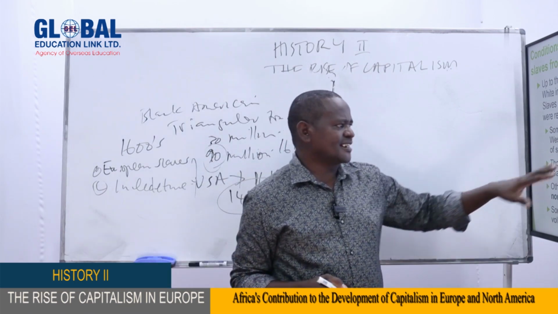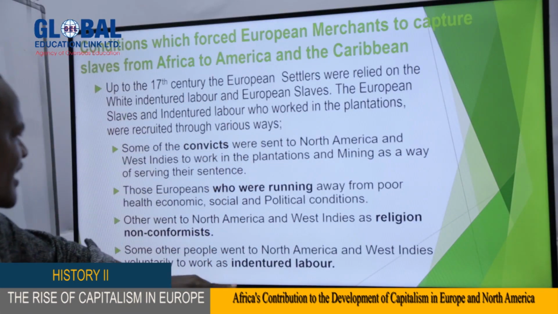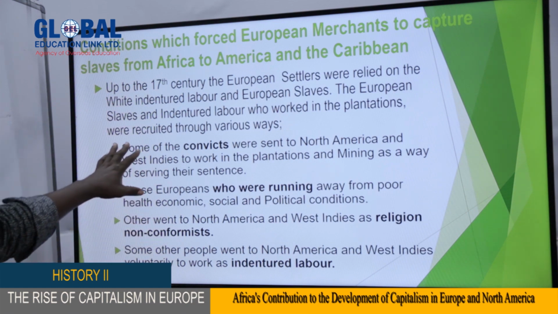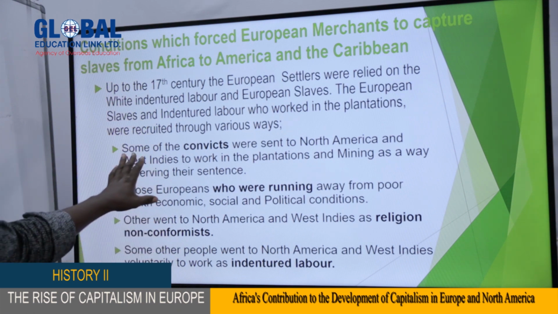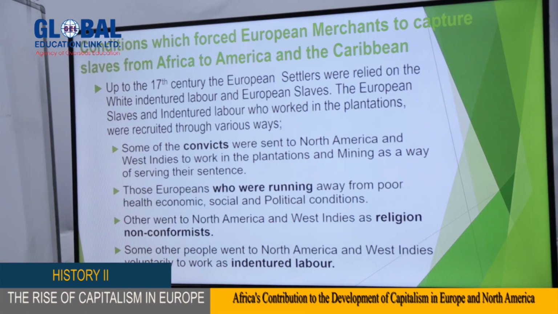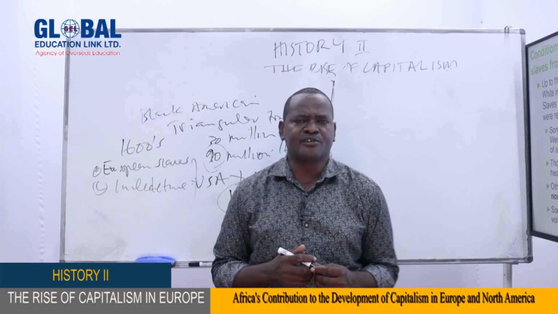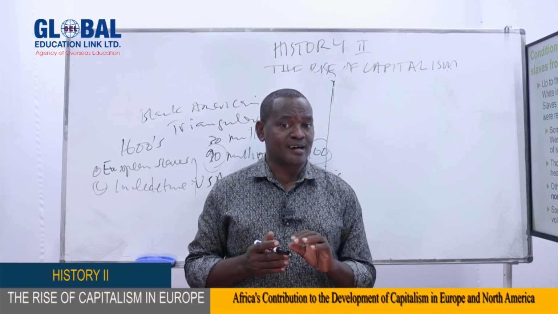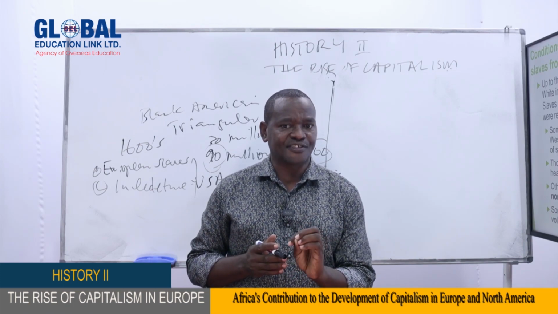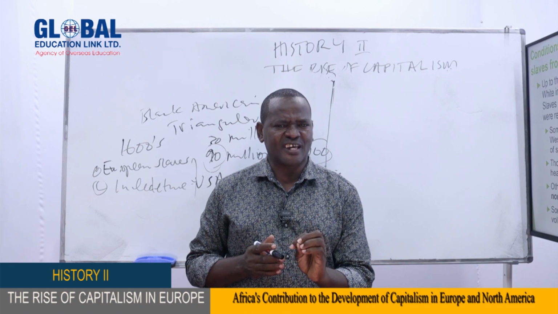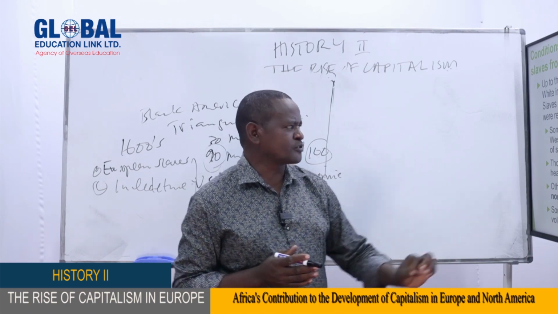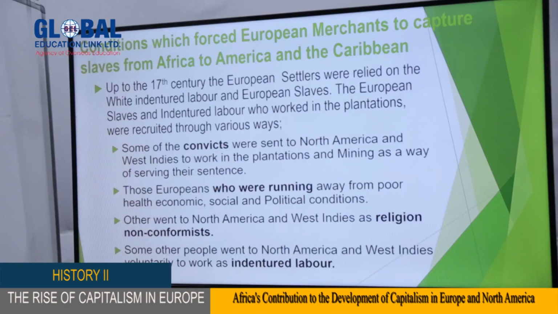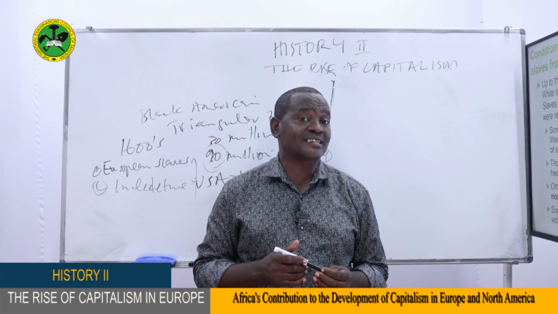So let's first see how they got those people to come to work in their plantations. The first way they got people to work in their plantations and mines from Europe was that some of the convicts were sent to North America and West Indies as part of serving their sentence. People who had committed some crime in Europe and were sentenced to jail. Remember, when a judge gives you a sentence, sometimes they can say you are going to serve, let's say, 5 years in prison with hard labor. So the so-called hard labor is what made these people be sold and go to work in America, in the European settlers' plantations.